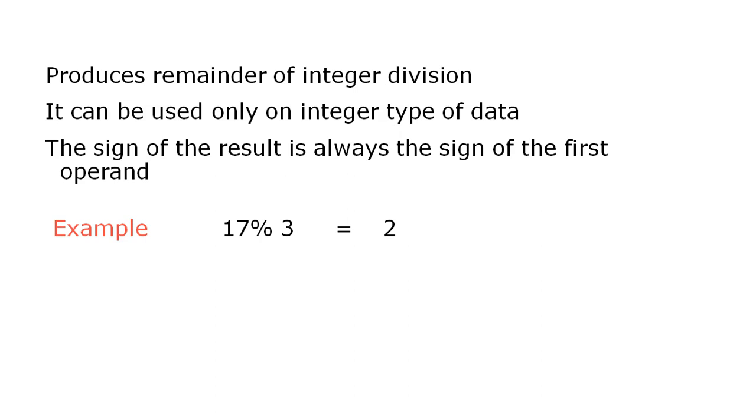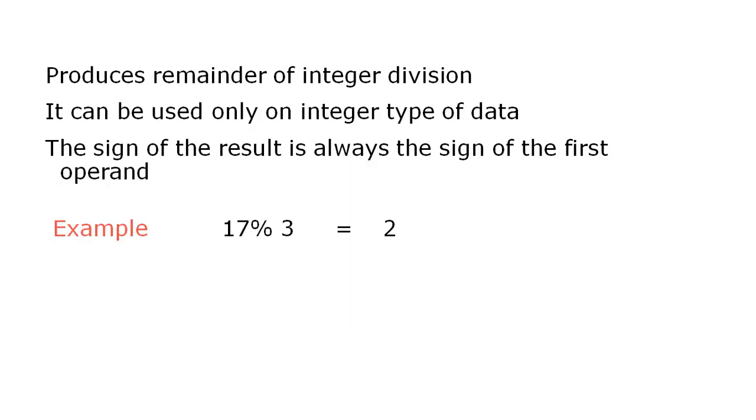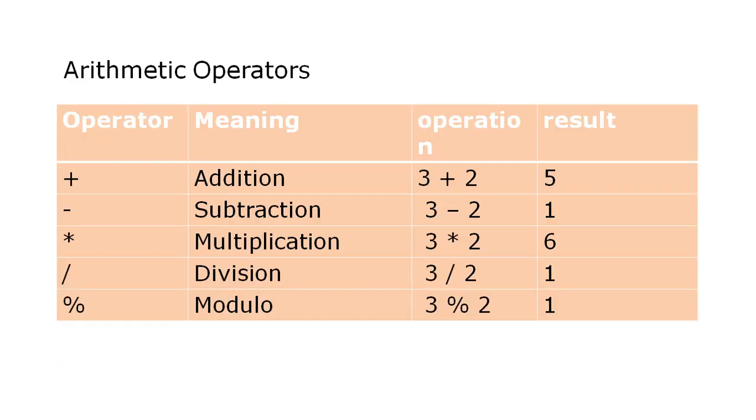An example is 17 percent 3. Here the modulo operator gives the remainder, not the quotient. Division and modulo are different. Now I will show you one program on the division and modulo operators.